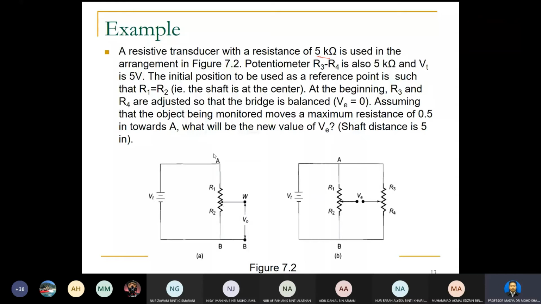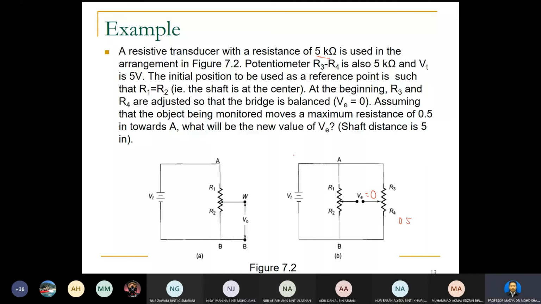So at the beginning, R3 and R4 are adjusted so that the bridge is balanced. Balanced means this voltage is equal to 0. Assume the object being monitored moves the wiper to the maximum of 0.5 inch towards A. So what is the new value of the VE?